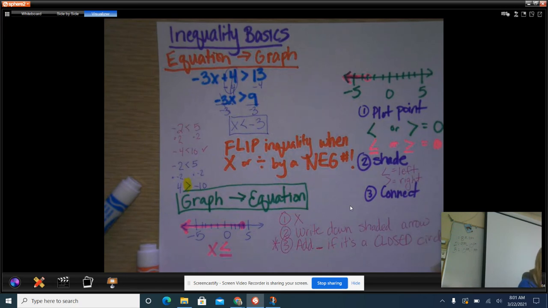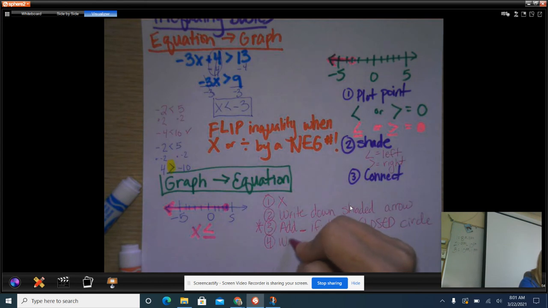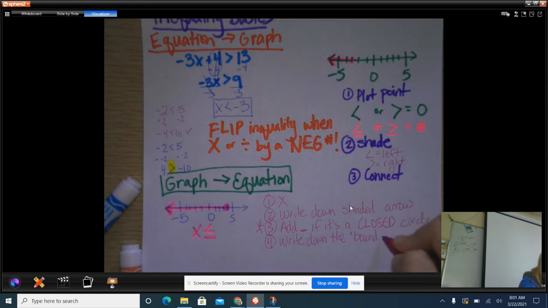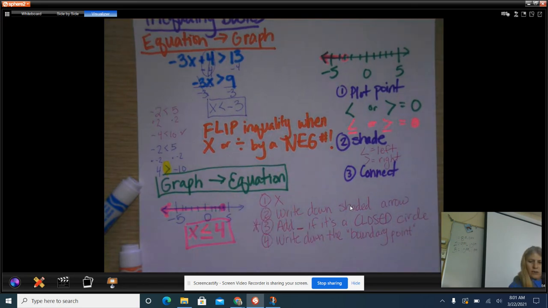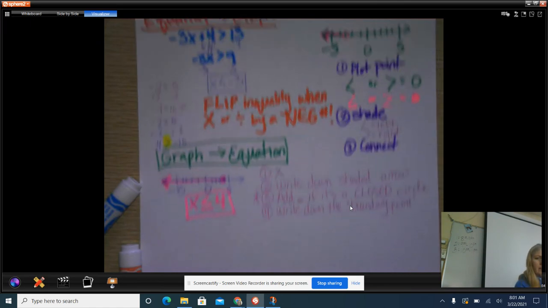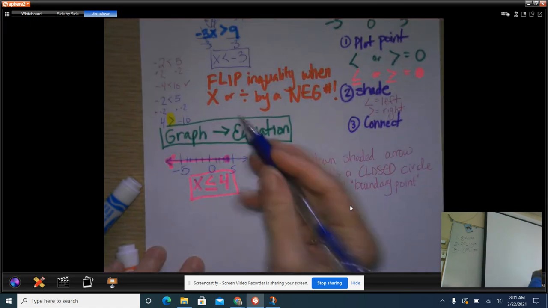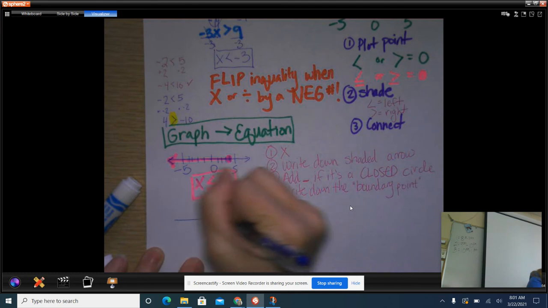And finally, step number 4 is write down the boundary point. And what I mean by boundary point is where your dot is. So as you can tell here, my dot is at 4. And that's all there is to it. That's how we change a graph to an inequality. However, our next level of difficulty is you're going to have ones that have a single dot and a single arrow.